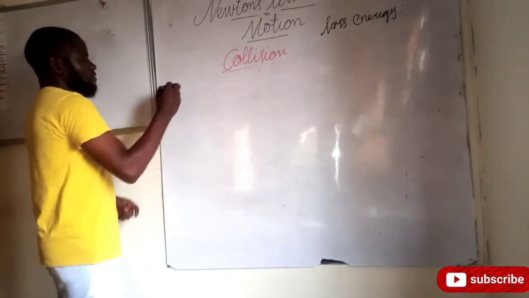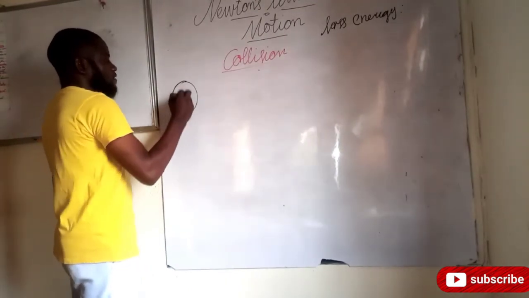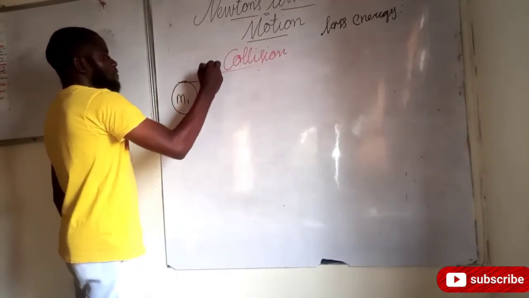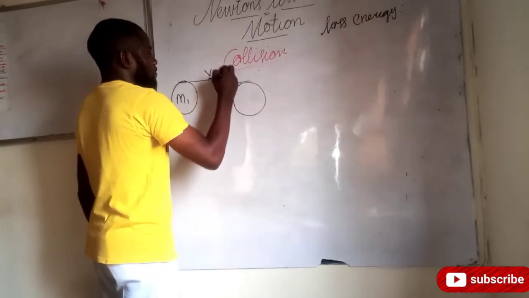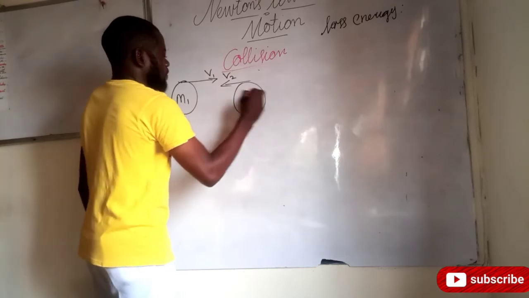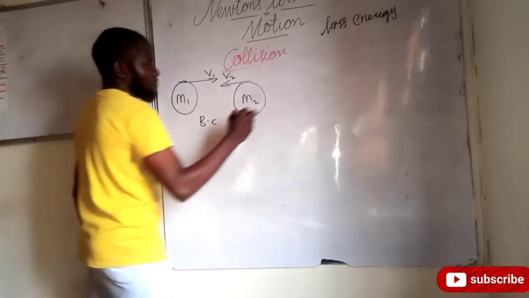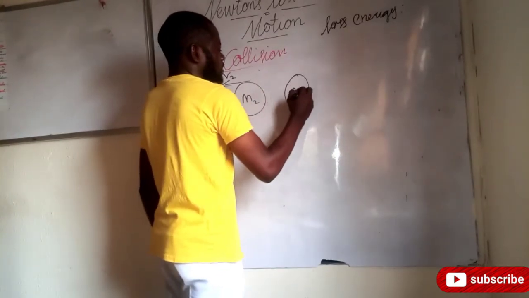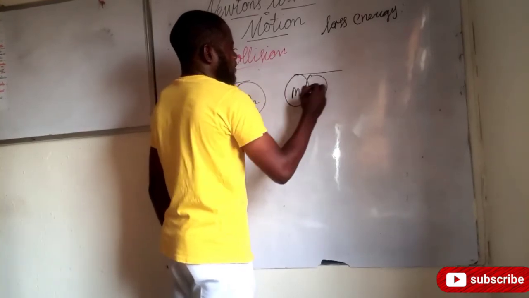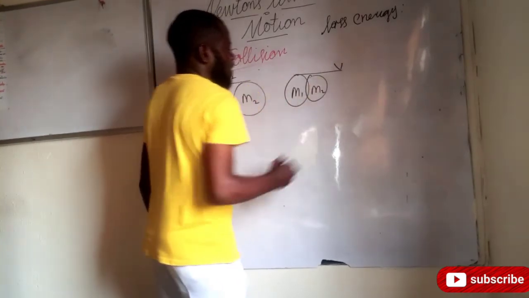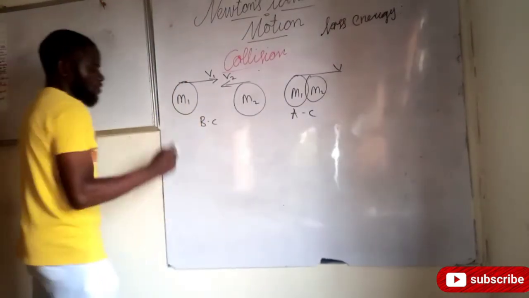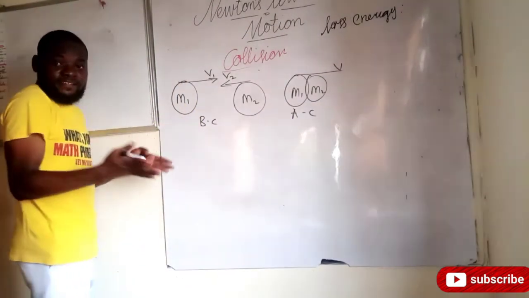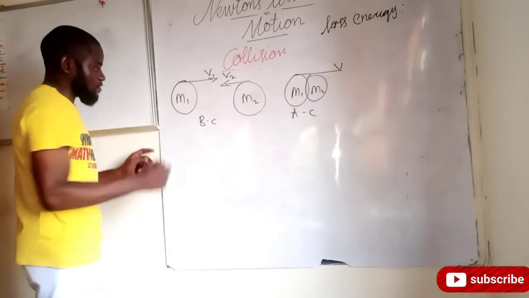For case 2, we have a situation whereby the two bodies are moving in opposite directions to each other. So this is before collision. After collision, they both stick together and move with a common velocity as shown in the diagram. So this is after collision. The same thing applies since momentum is conserved but energy is not conserved.